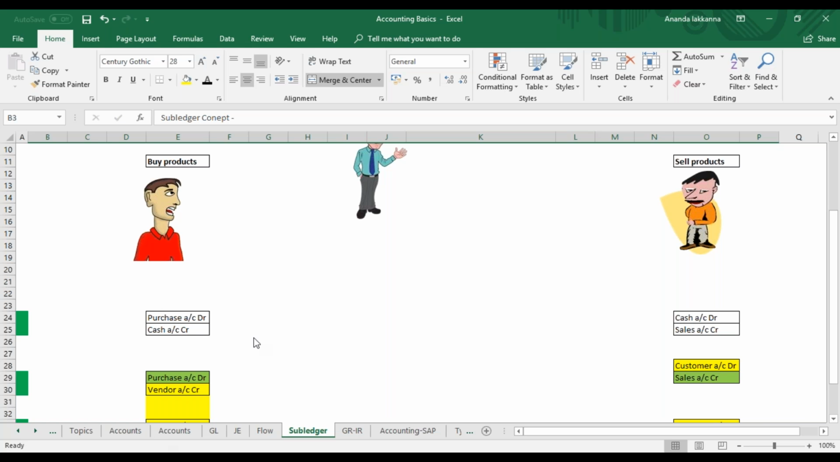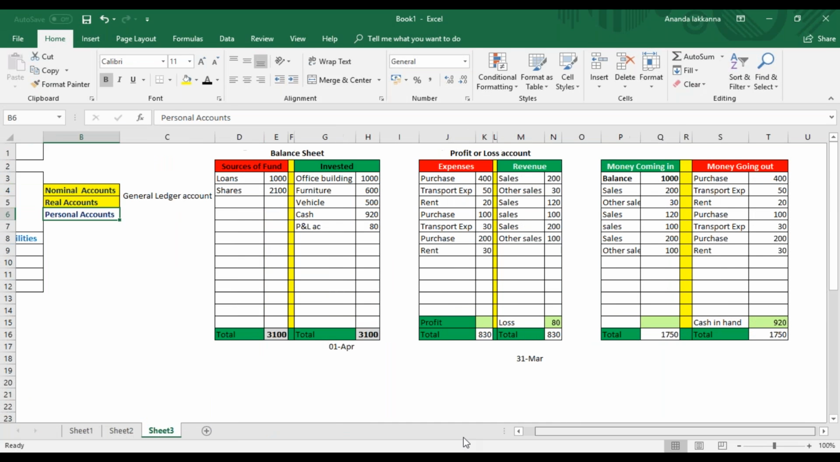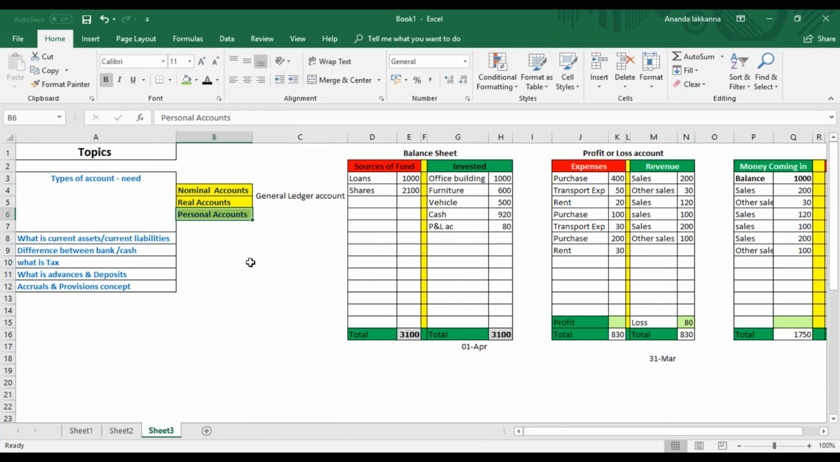Now I believe you got an idea of why these three accounts are required in business accounting. Let me quickly revise it. Nominal accounts are the accounts we maintain to find out the profit or loss of a business for a particular period. Real accounts are the balance sheet accounts, showing where the money came from to the business and in what form the money is there. It's nothing but liabilities and assets.